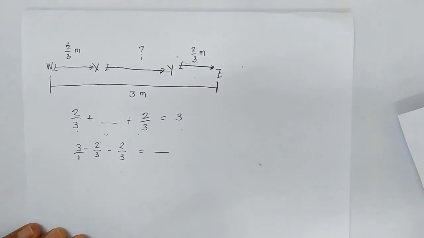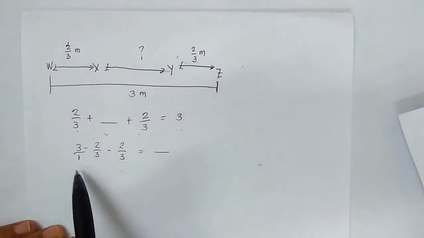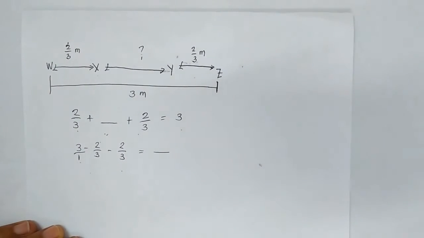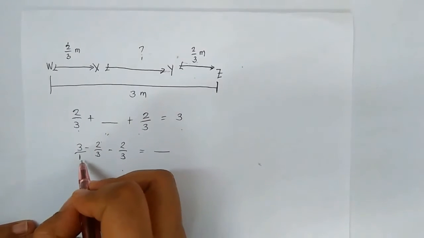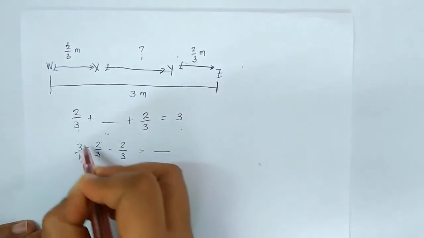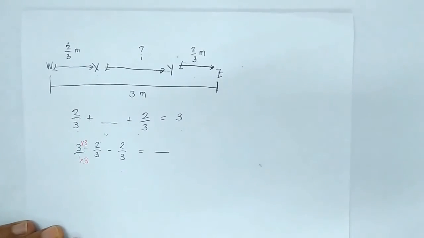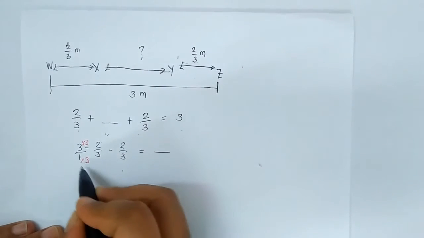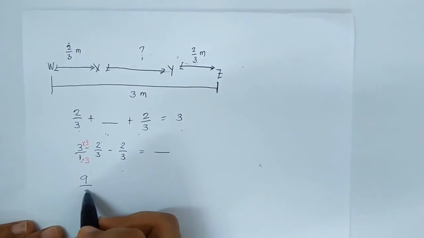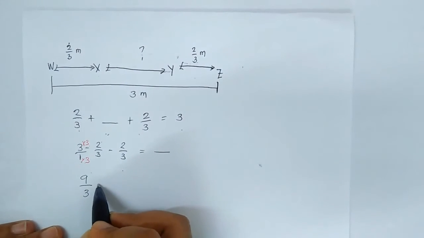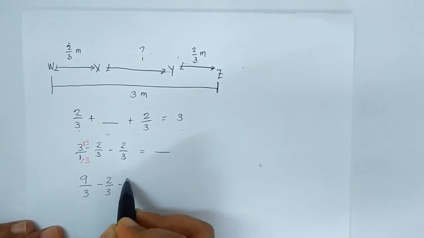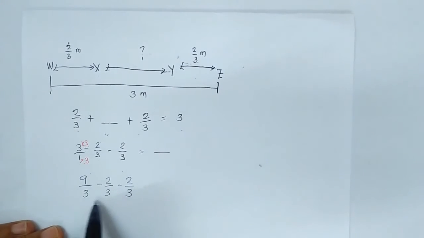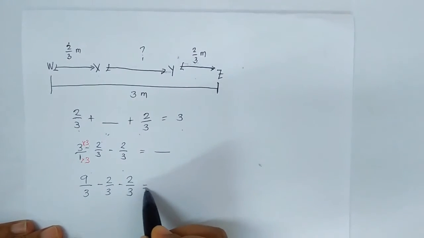In subtracting fractions, the denominators must all be the same before we can subtract. So here, 1, we're going to make it into 3. Can we make 1 into 3? Yes, by multiplying by 3. Very good. So multiply also the numerator by 3. So 3 times 3 is 9. 1 times 3, it's 3. Then just copy the remaining fractions. 2/3 minus 2/3. So the denominators are all the same, so we can subtract.